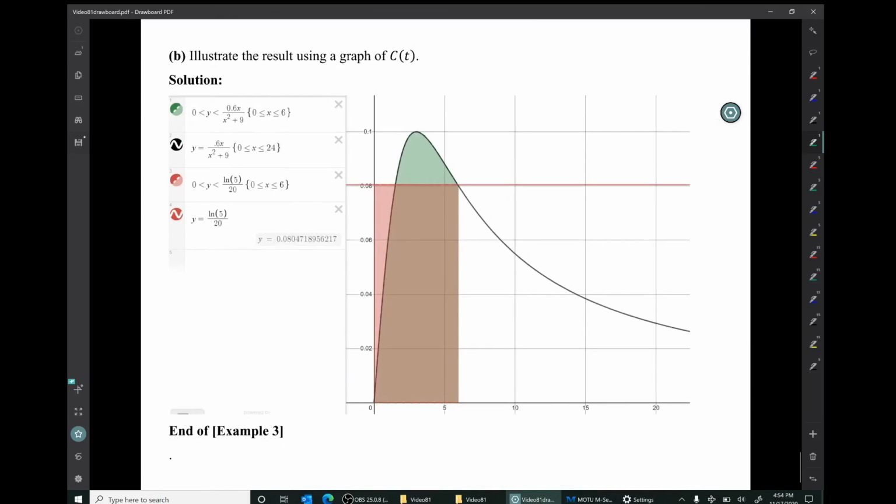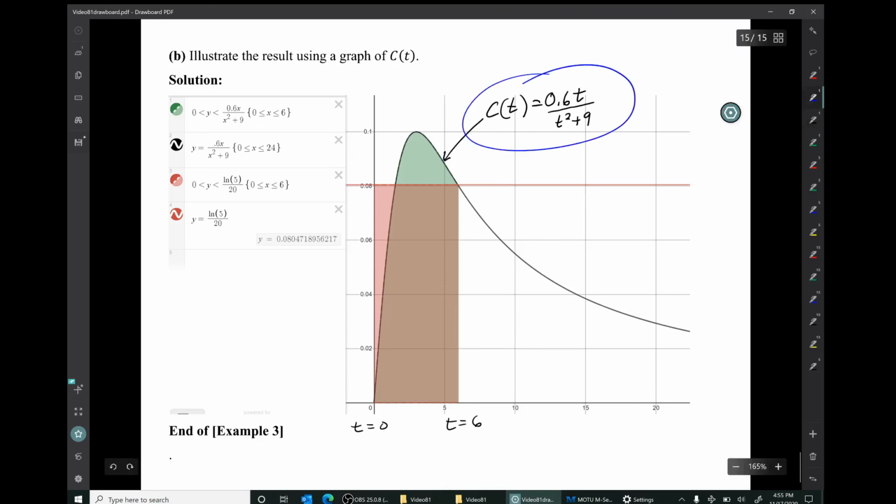Question B is to illustrate the result using a graph of the concentration, capital C. Well, here I've got a graph of the concentration. And the interval is from 0 to 6. Now, in a previous video, we've actually encountered a function like this before in a problem about drug concentration for a drug administered by a pill. Way back in Chapter 4, when we were studying increasing and decreasing functions, we studied a function like this, and we found the interval where the function was increasing and the intervals where the function was decreasing, and we noticed that there was a critical point at that peak.